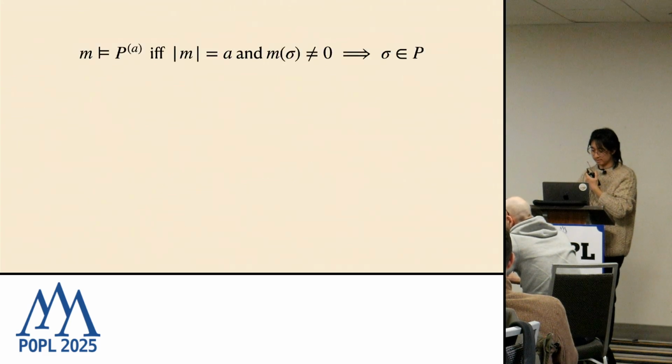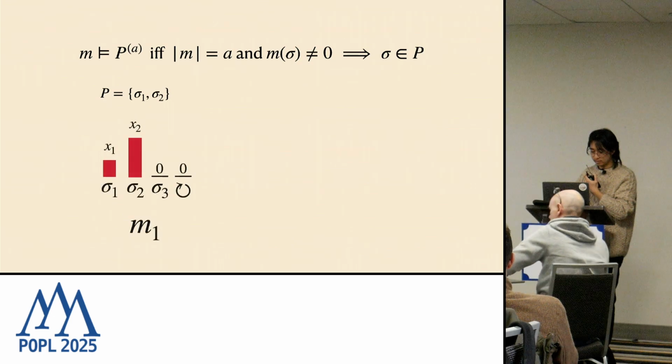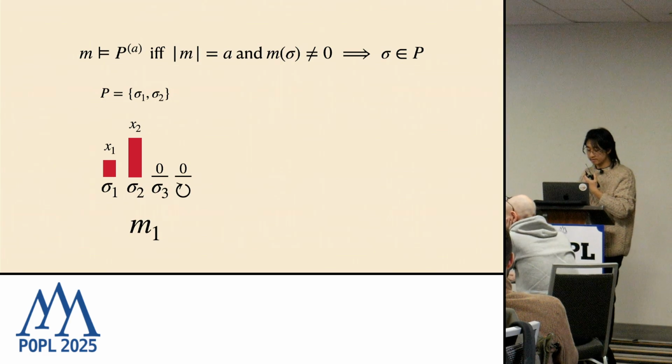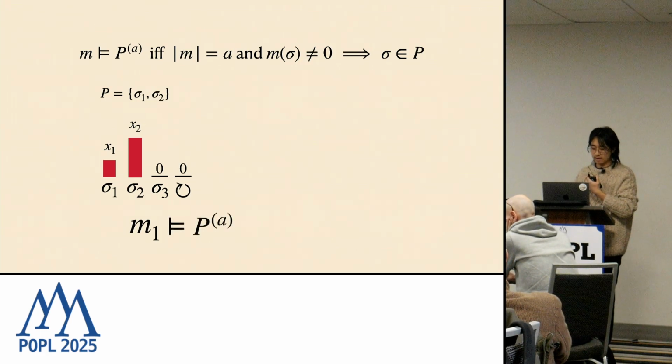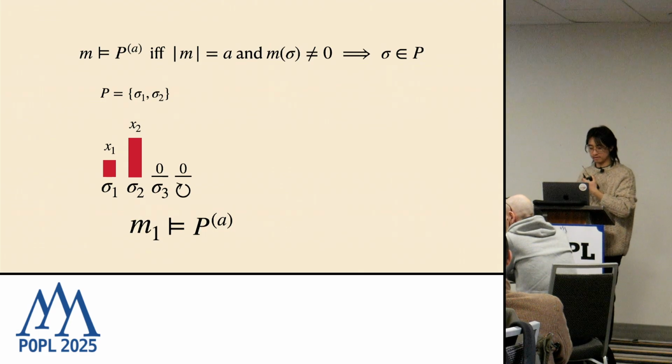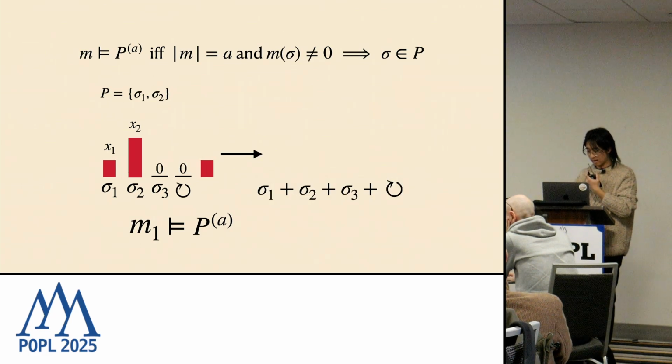So to get a better visualization of that, suppose we have this property P consisting of these two program states. Then considering this example weighting function, we say that it satisfies P weighted with A if first the non-zero support of this function falls in P. So we can see in the red bars, sigma 1 and sigma 2 fall in P. And if the total weights add up to the weight specified, which is A.